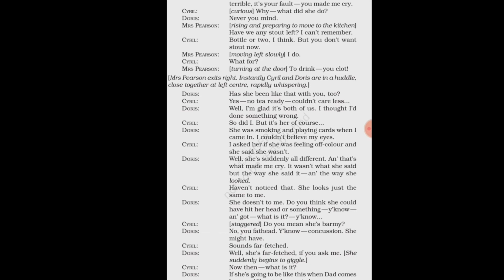You know, concussion. She might have. Cyril: Sounds far-fetched. Doris: Well, she's far-fetched if you ask me. He suddenly begins to giggle. Now then, what's it? Doris: If she's going to be like this when Dad comes home, she giggles again, beginning to guffaw. I'm staying in for.